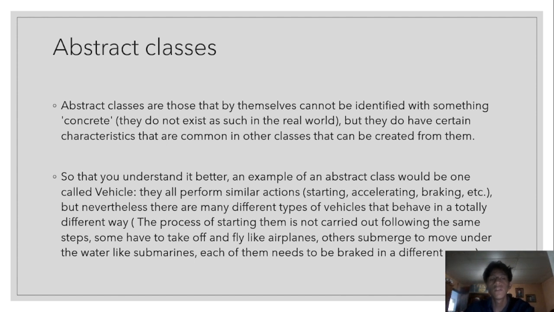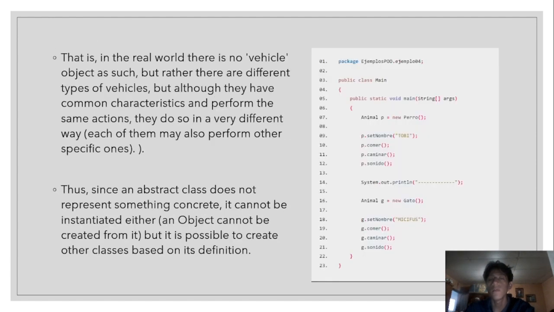Some have to take off and fly like airplanes. Others submerge to move under the water like submarines. Each of them needs to be braked in a different way. That is, in the real world, there is no vehicle object as such, but rather there are different types of vehicles. But although they have common characteristics and perform the same action, they do so in a very different way.